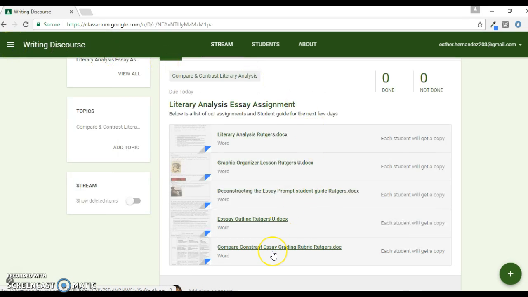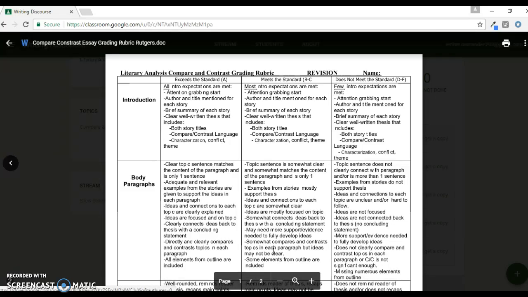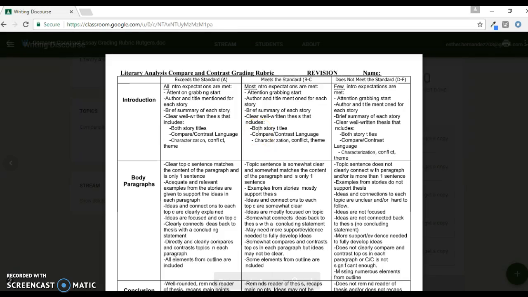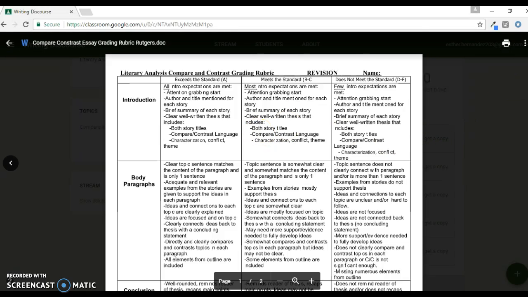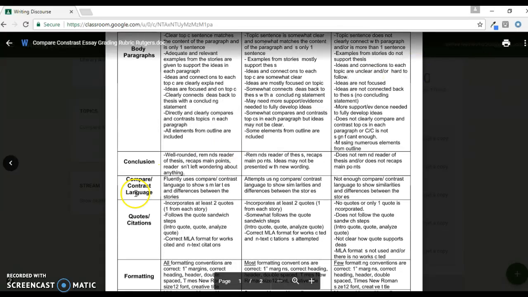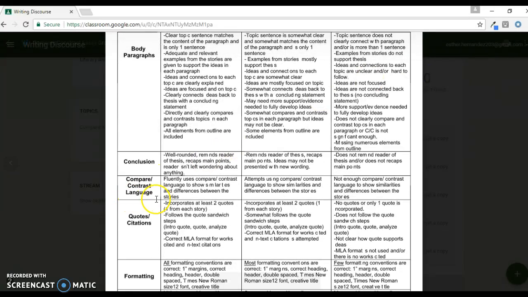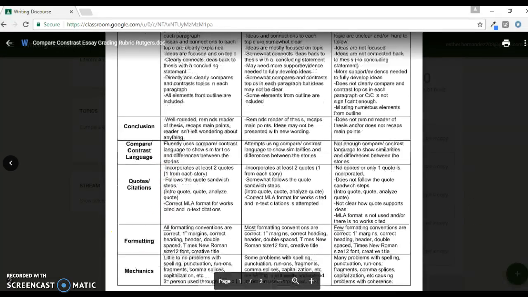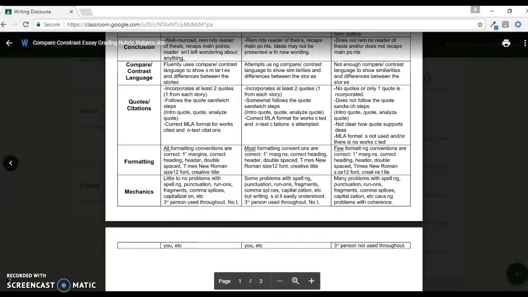Microsoft Word. And finally, here's the rubric that I provided, which has students think about their introduction, their body paragraphs, the ability to compare and contrast in how they use language, how they identified the theme. So here we have conclusion, their compare and contrast language, how they utilize the theme, how they utilize evidence, their formatting, which is really important because I expect their papers to be typed, and their mechanics.